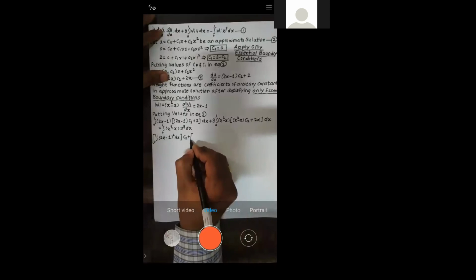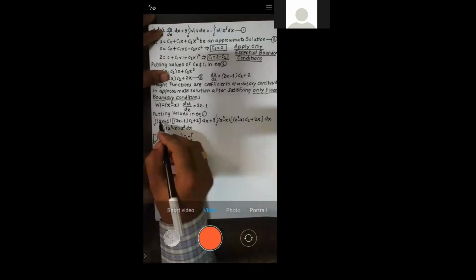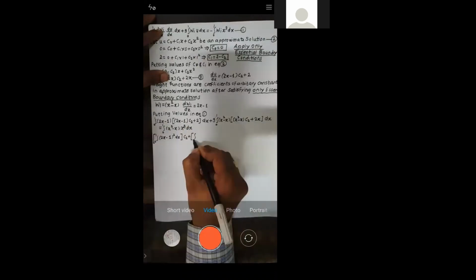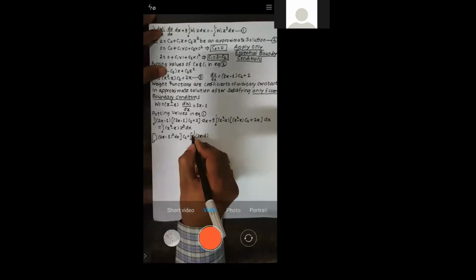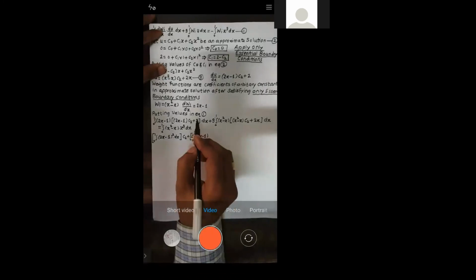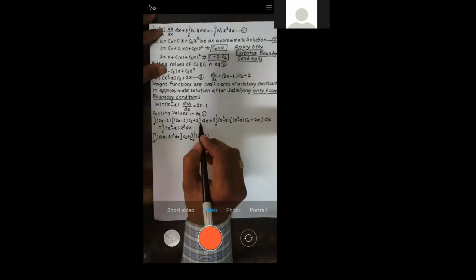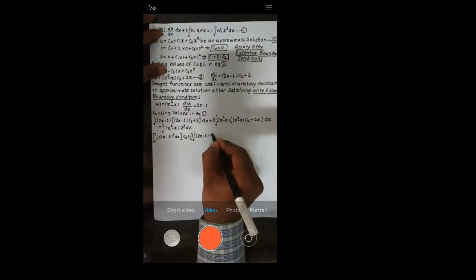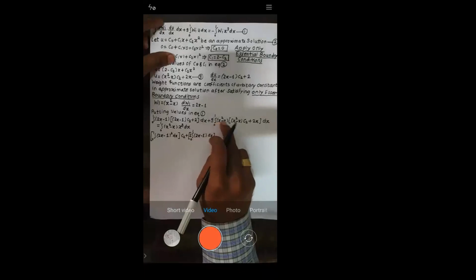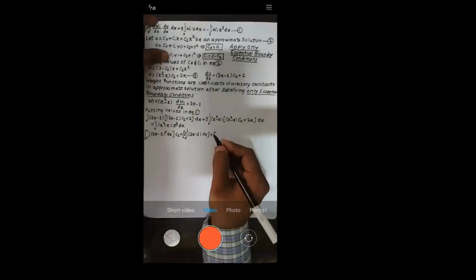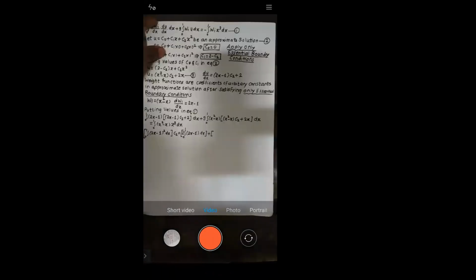Plus, see this plus, I will write down integration 0 to 1, 2x minus 1 into 2, right? So 2 into this, so I'll write down here into 2. So 2 into this one, integration 0 to 1, 2x minus 1 into dx. Is it okay? Next, this is to be multiplied to this. So I'll write down plus integration. Tell me what you'll get.